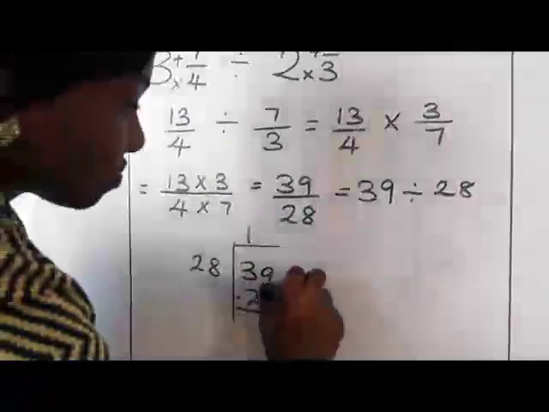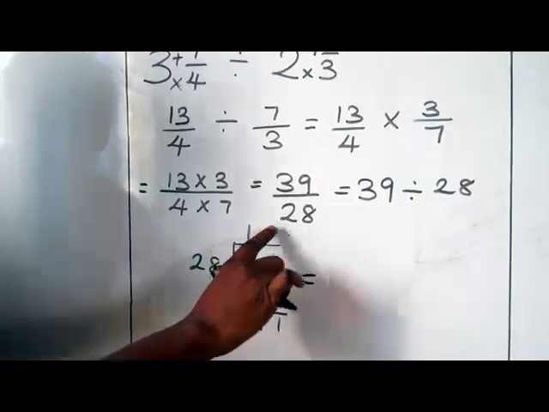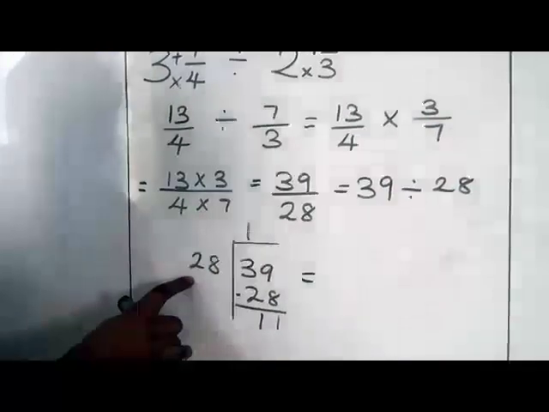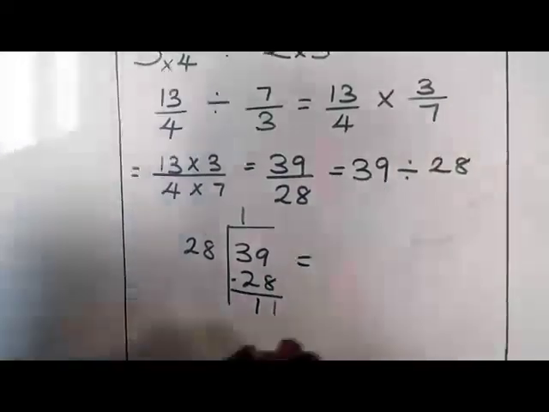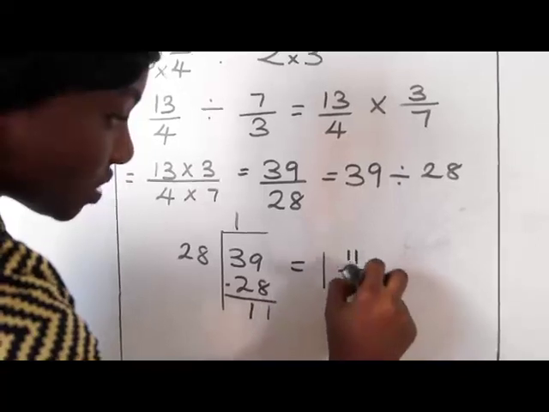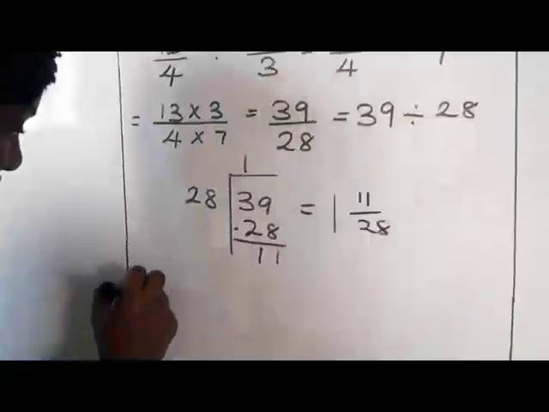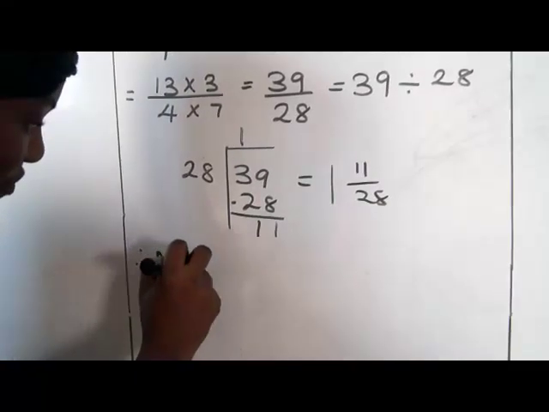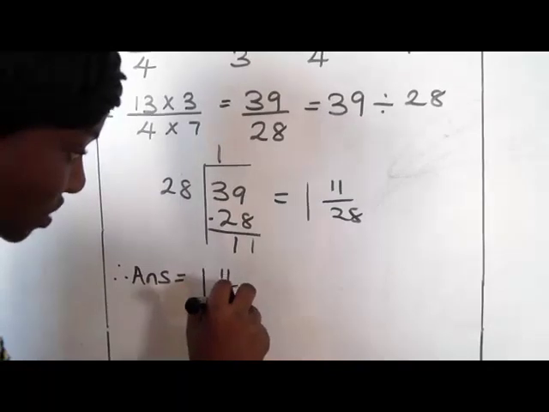Now this fraction can now be written from the top. I have one whole number, 11 over 28. Can you see the way I moved? One whole number, 11 over 28. So my answer will be one whole number, 11 over 28. You can see this is now a mixed number. So this can now be left as my final answer. Therefore, my final answer is one whole number, 11 over 28.